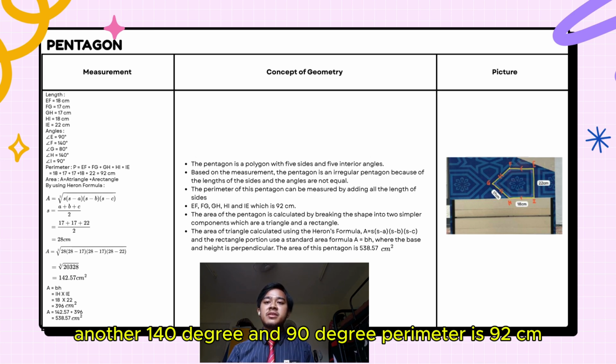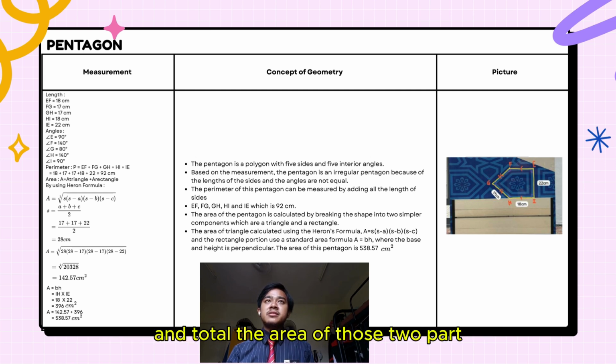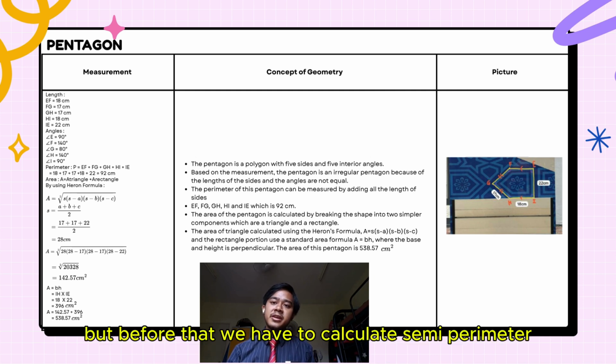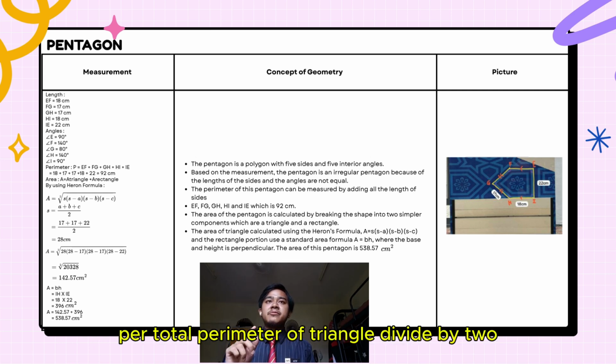Perimeter is 92 cm. The area of the pentagon is calculated by breaking it into two parts of shape, which are a triangle and a rectangle, and totaling the area of those two parts. So to calculate the area of the triangle, we have to use Heron's formula. But before that, we have to calculate the semi-perimeter. The semi-perimeter formula is the total perimeter of the triangle divided by 2.